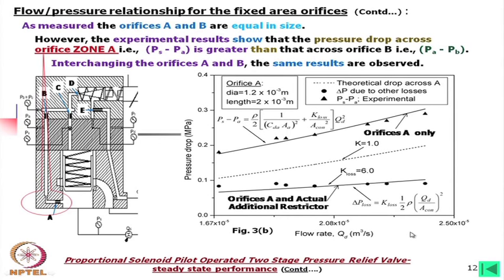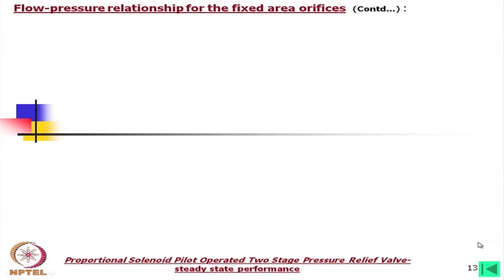So, this confirmed two things. One is that orifice A and B are the same. Second thing is that even after interchanging, the performance is the same. So, this confirmed that what we have derived and estimated is acceptable for this valve analysis.